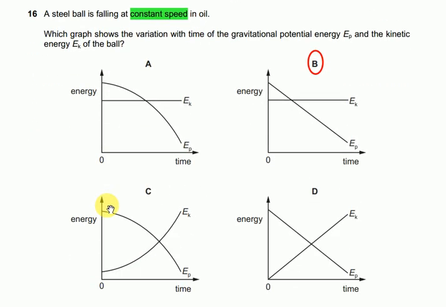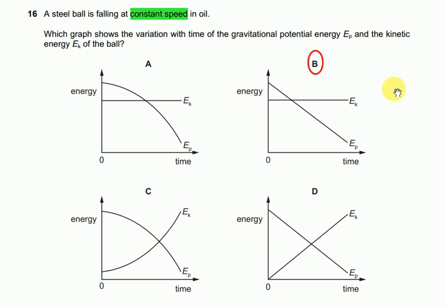Question number 16 says a steel ball is falling at constant speed in oil. Which graph shows the variation with time of the gravitational potential energy and the kinetic energy of the ball? This ball is falling at constant speed, so kinetic energy must be constant. So either it's A or B. Now, the gravitational potential energy decreases with height because it's falling.